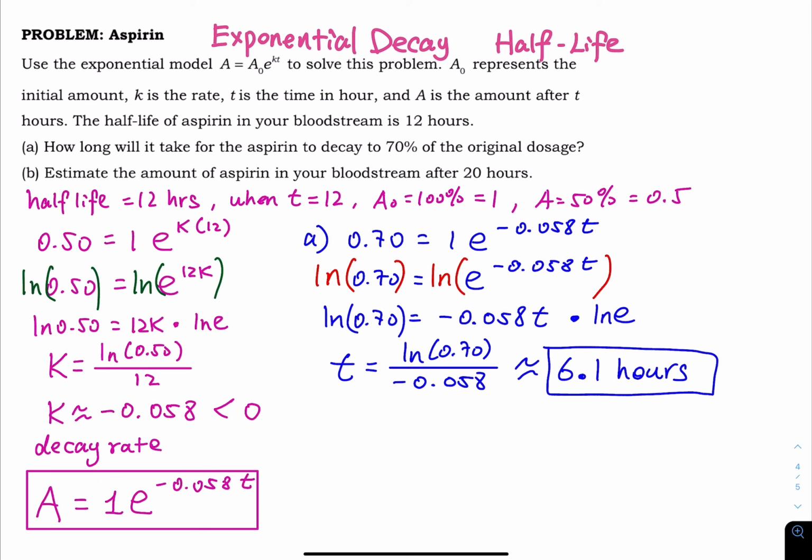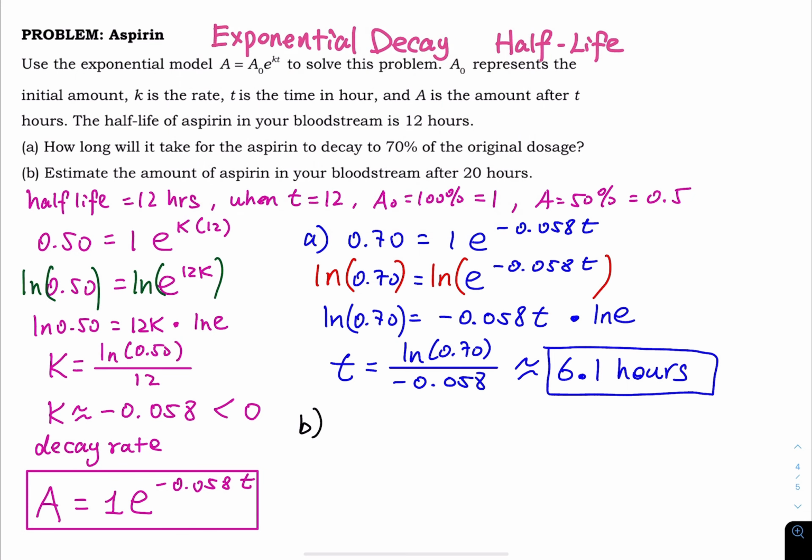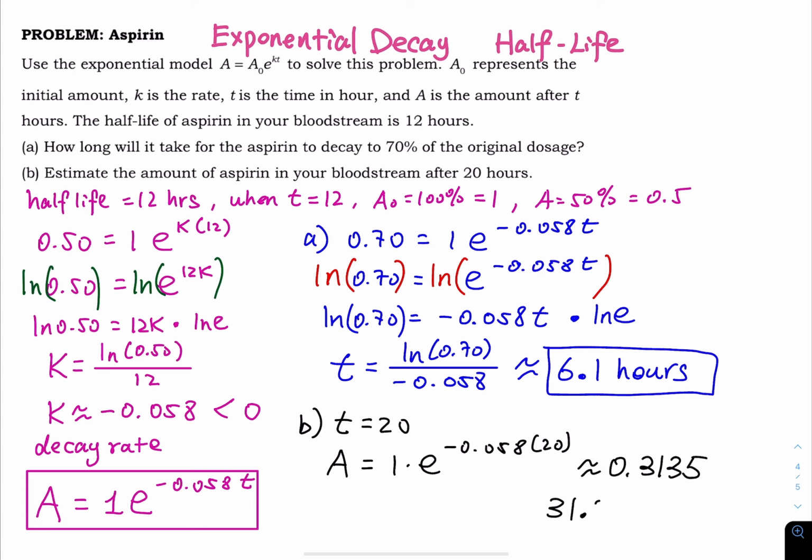And then B is to estimate the amount. They gave you a time, so you just plug in the time to the model. For part B, they said that the time equals 20. Then, easy, you just plug in. The current amount is 1 times e to the negative 0.058 times 20. That is approximately equal to 0.3135. So that will be 31.35% after 20 hours.